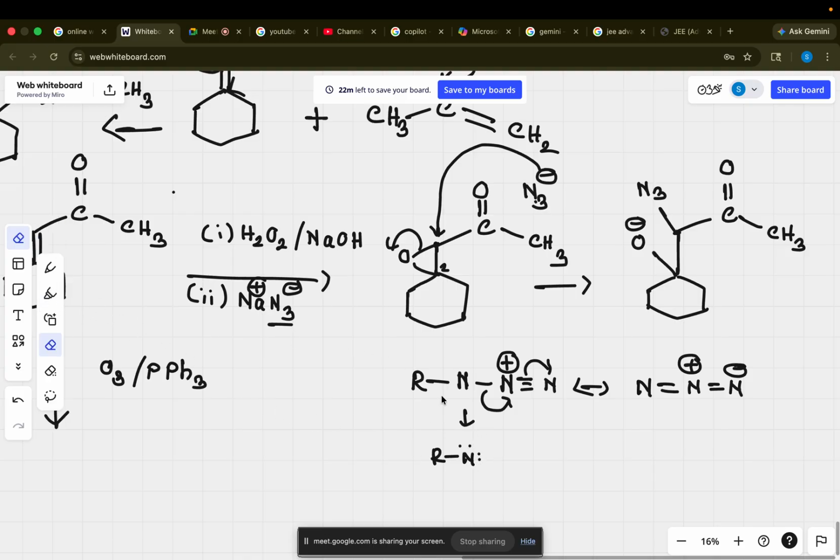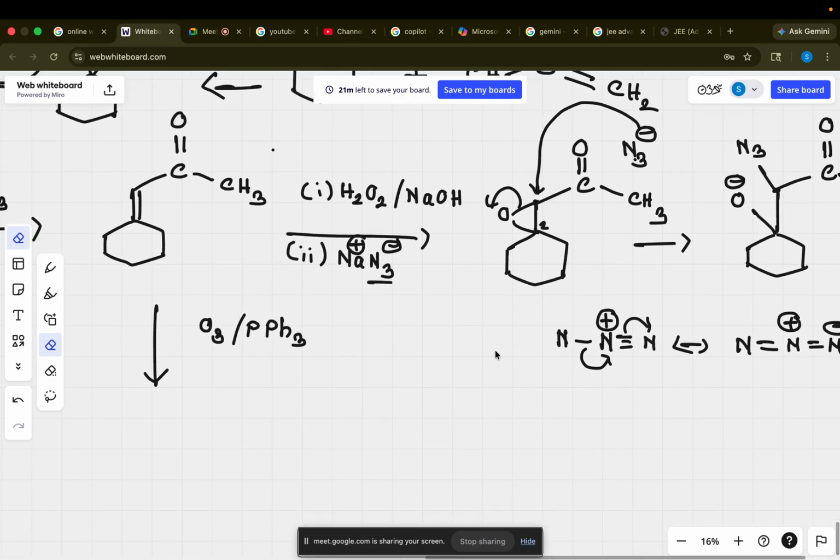But suppose you only have N3 minus, then it is not possible to release the nitrogen, because if you release nitrogen from here you will get a single nitrogen, and that is not stable. So nitrogen gas will not be released from here. But if an alkyl group is already attached to this nitrogen, then it can release, because you will get a nitrene intermediate. Clear? Clear, sir.